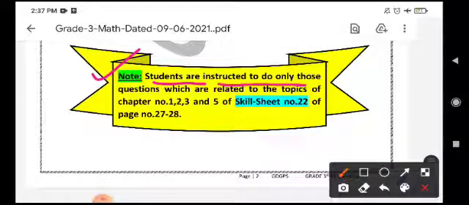So students, now what we learnt is done. We have to do now the topics of chapter 1, 2, 3 and 5 of skill sheet number 22. That is your home task for today: skill sheet number 22, and do only the questions that are related to the mentioned chapters. And this skill sheet you will get on page 27 to 28.